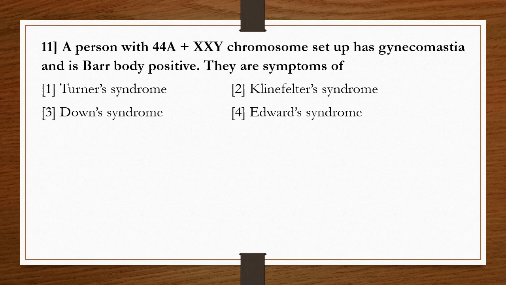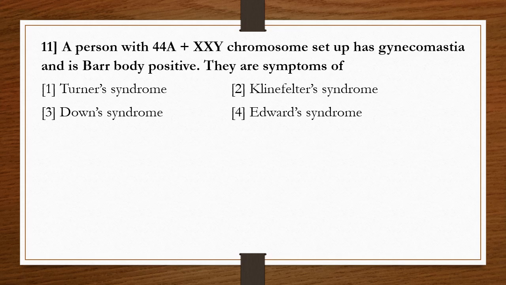XXY chromosome setup has the character of gynecomastia and Barr body positive. So what is that Barr body? A Barr body is nothing but the extra X chromosome. Generally it is present in the neutrophils in females. Clear?